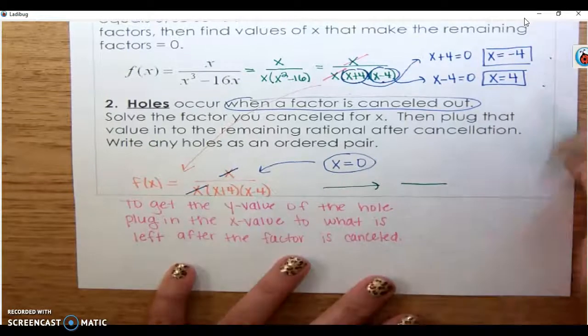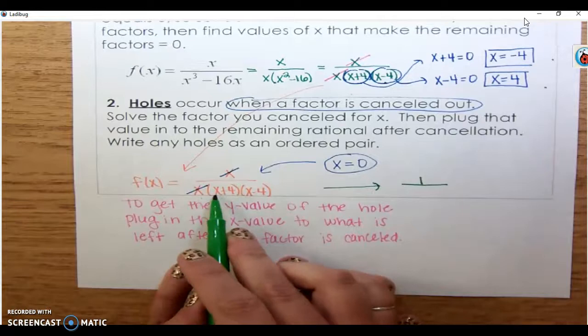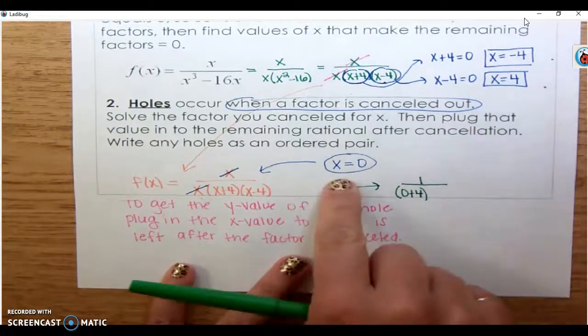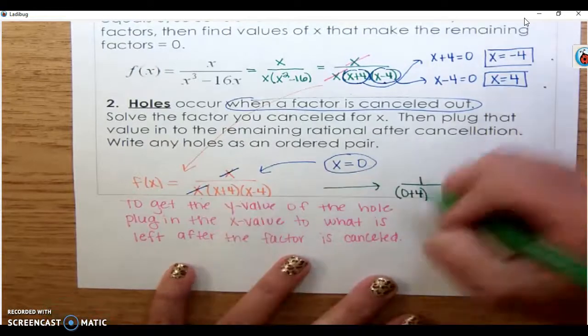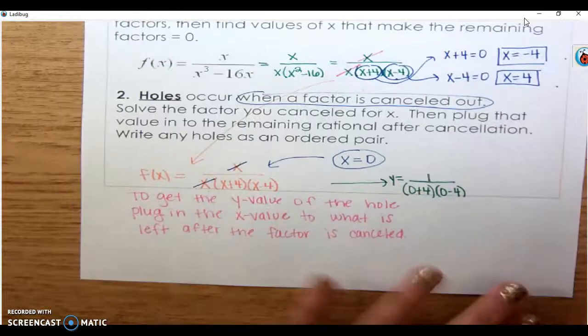There's nothing left in the numerator, so that's just going to be a 1. We canceled out that x, so that goes away. Instead of x plus 4, you're going to plug in 0 plus 4, because x was 0. And instead of x minus 4, you're going to plug in 0 minus 4. And this is to get our y value.